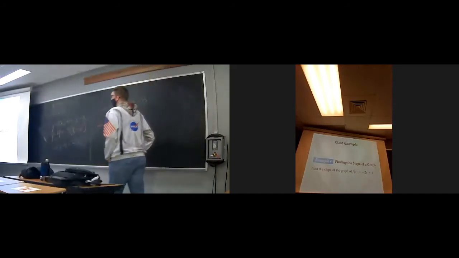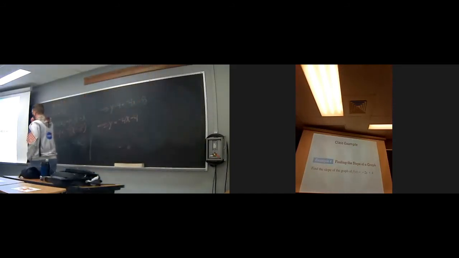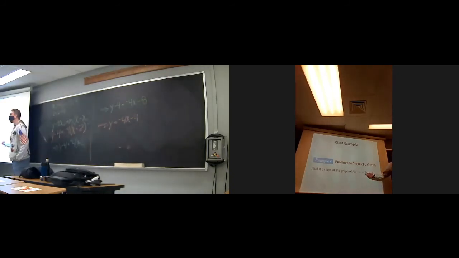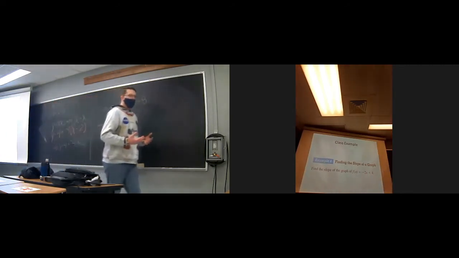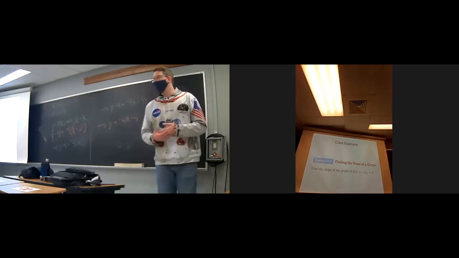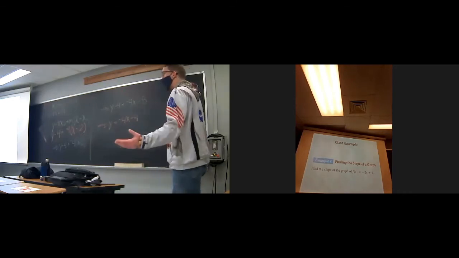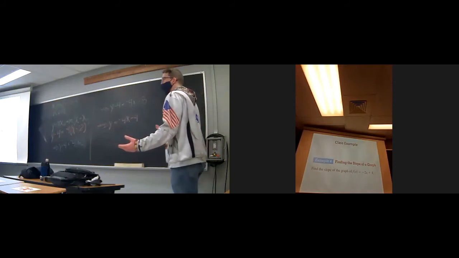So what if we don't want to find it at a point? What if we want to find the slope for all points? So generate a generic equation that'll give us the slope of our function no matter what point we put into it. How would we do that?